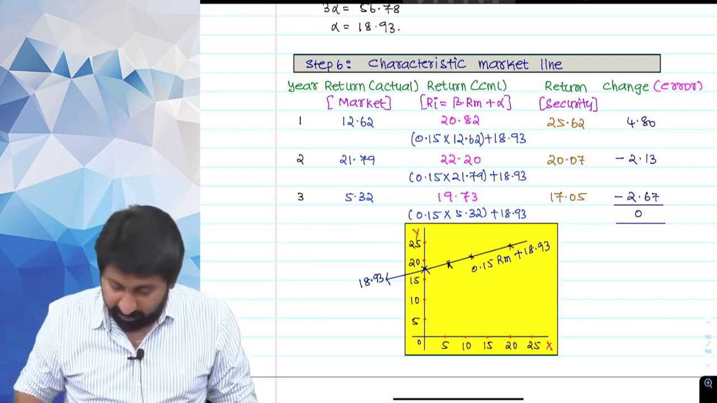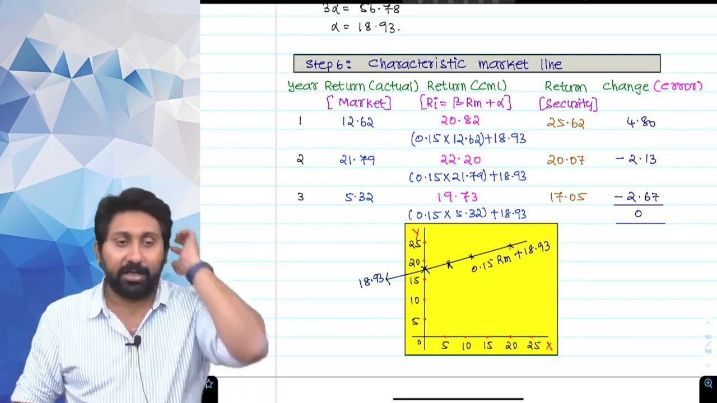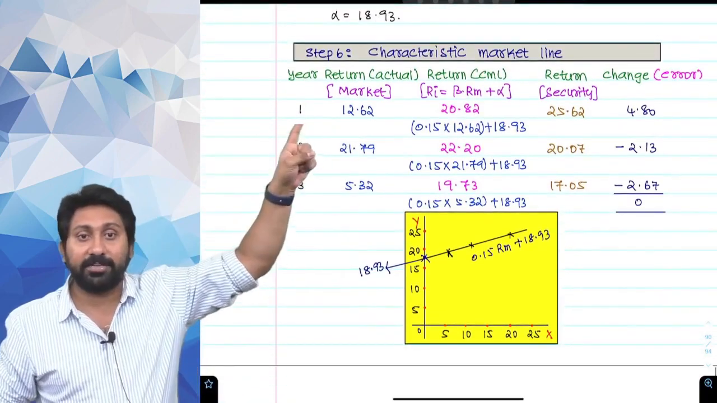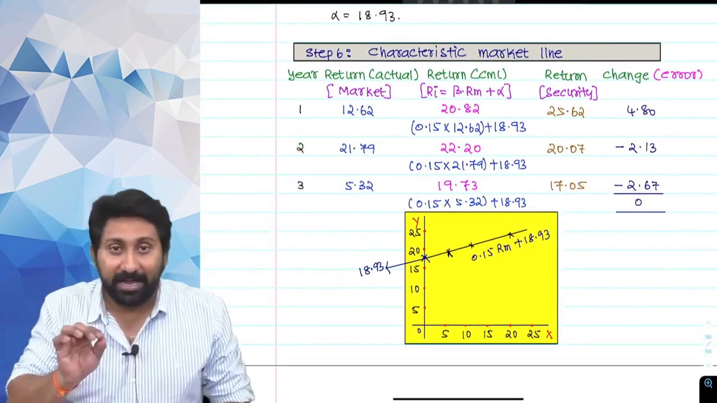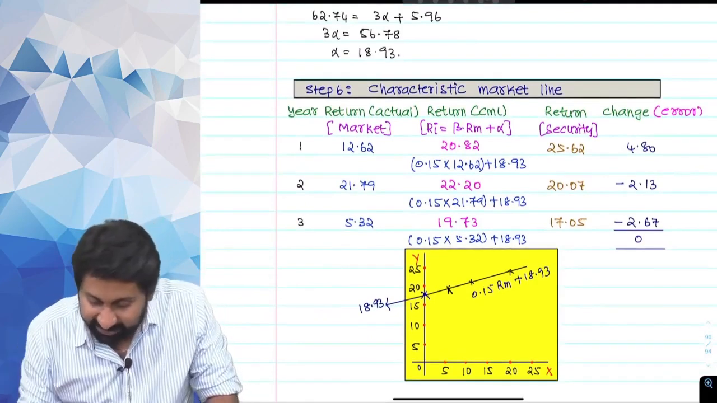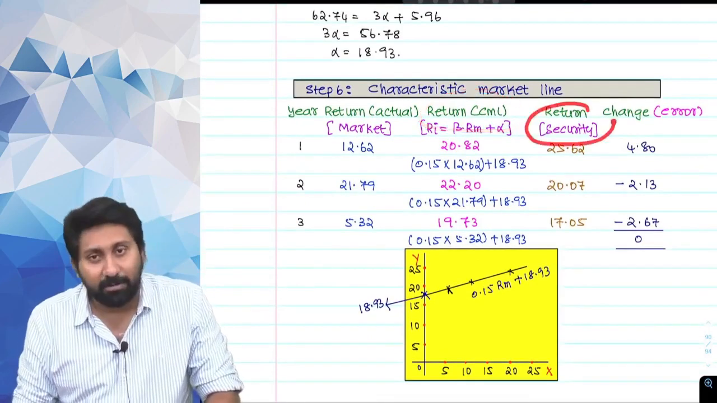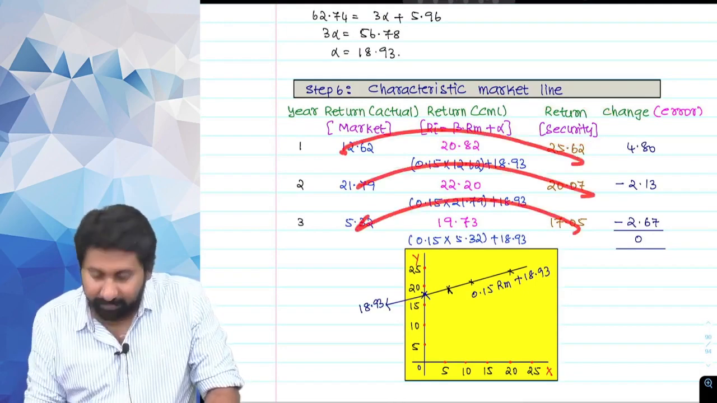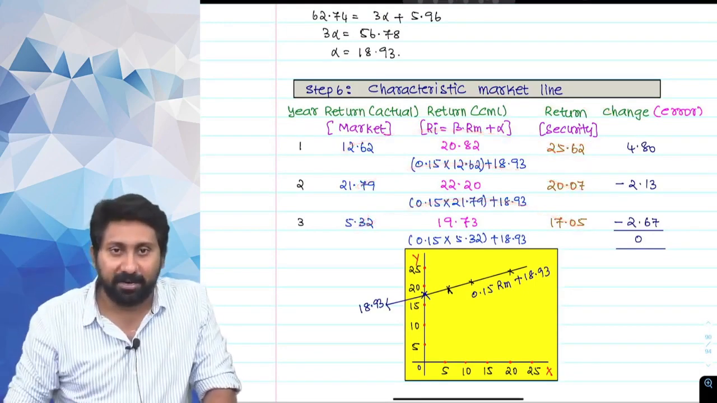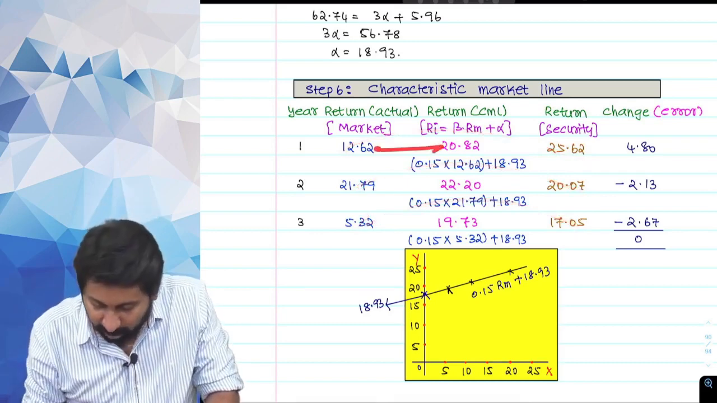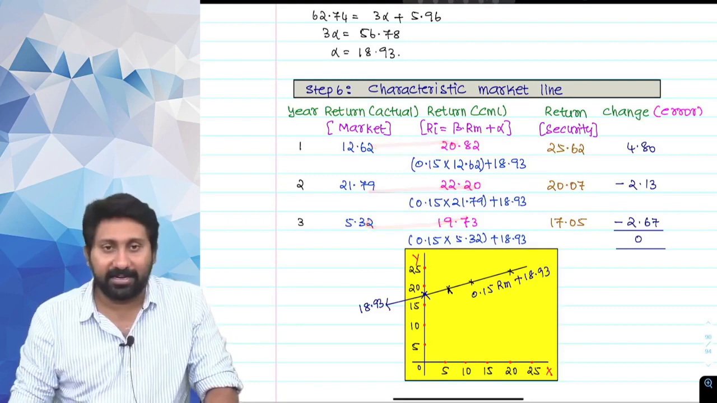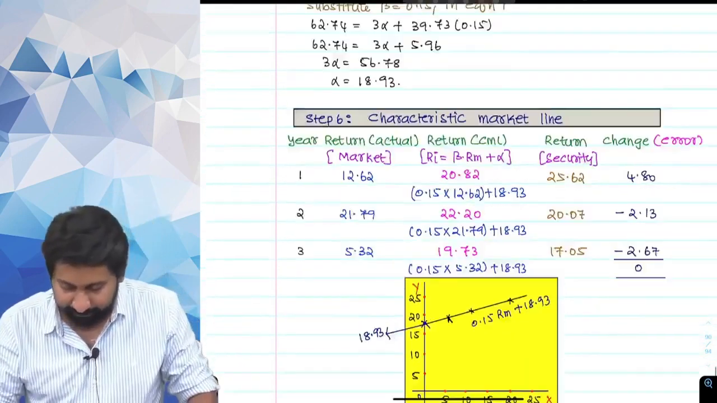If you draw a graph, a graph for what? A graph for this information: 12.62, 20.82. That means this is the CML line. This is a normal return line. We drew a graph for these two. The plotted points are scattered, 3 points. Now we are going to draw these. Let us understand how it will look.